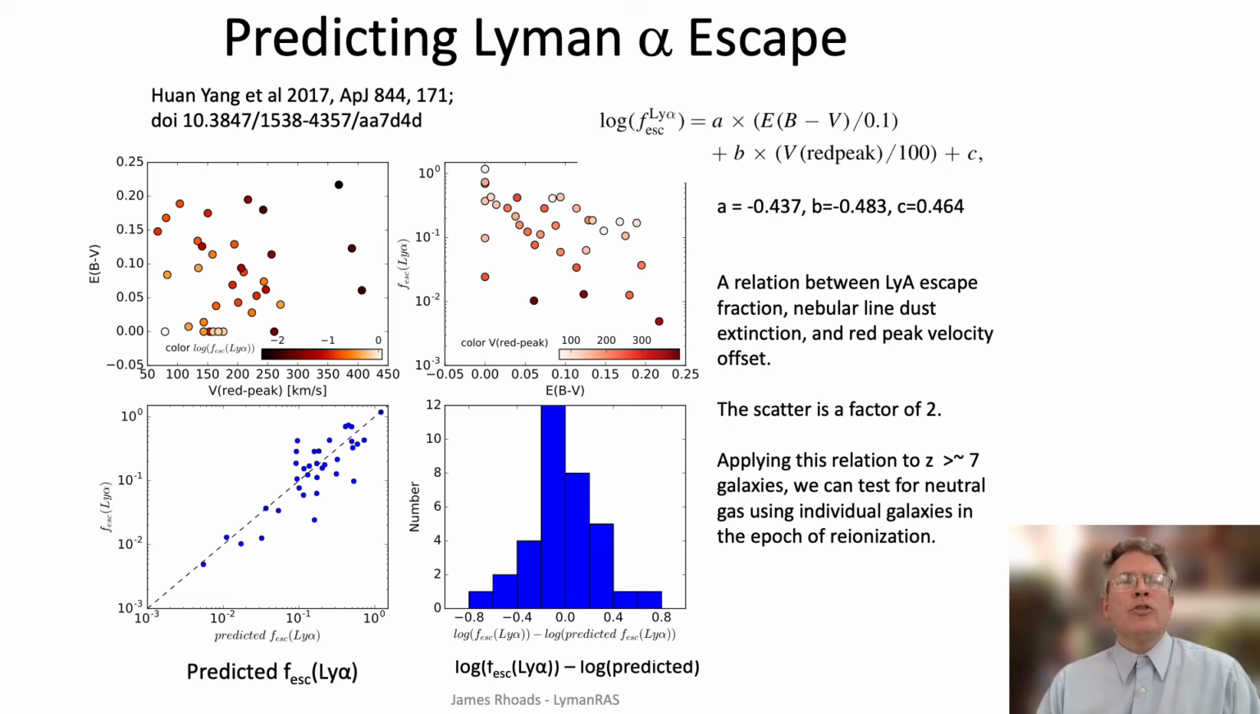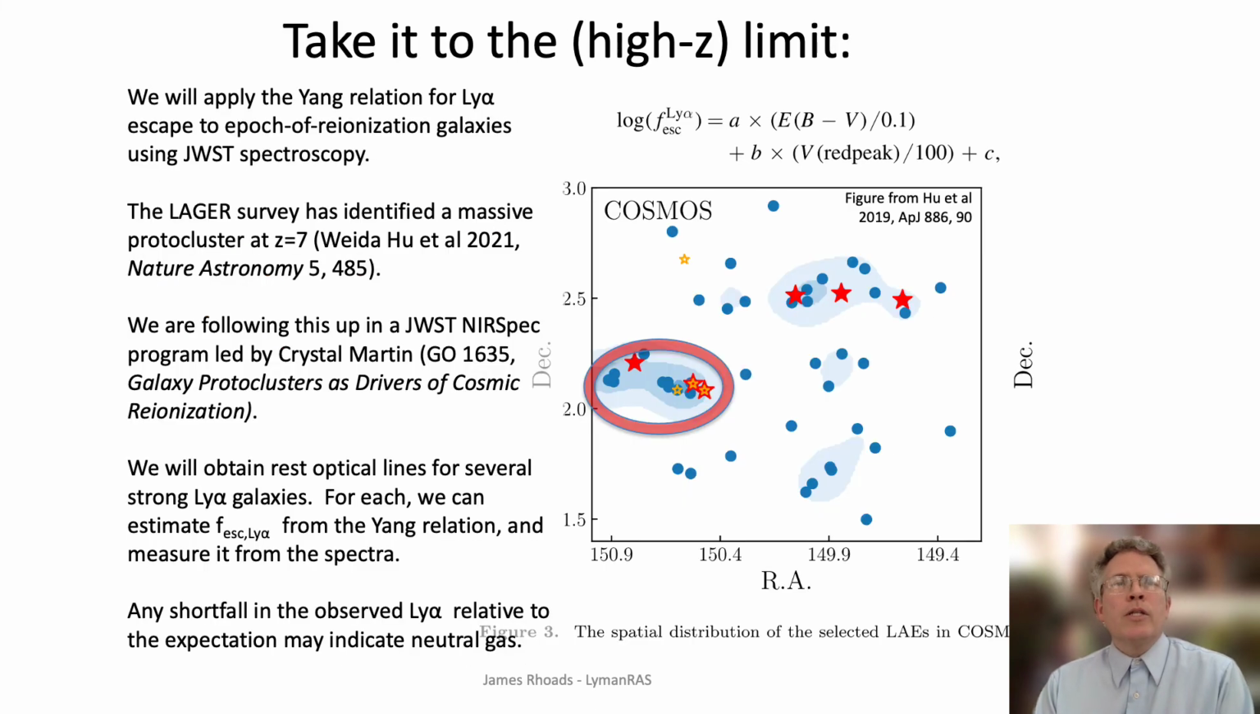And what you can do with that is you can take galaxies in the high redshift universe and try to understand whether they are producing as much Lyman alpha as you think they should. And this makes for a potentially very powerful reionization test. So we're taking it to that high z limit in upcoming Webb observations.